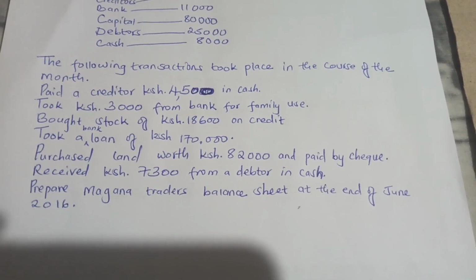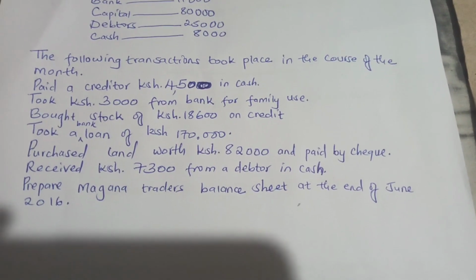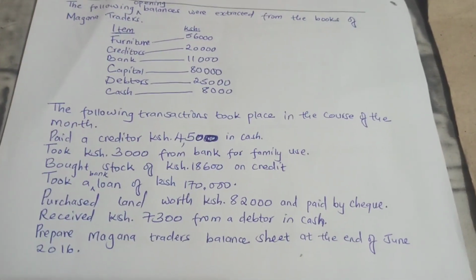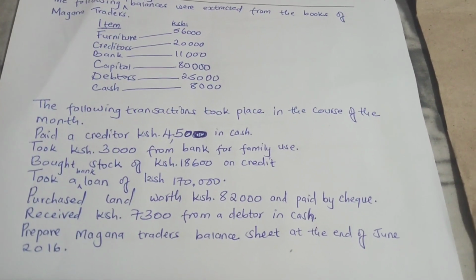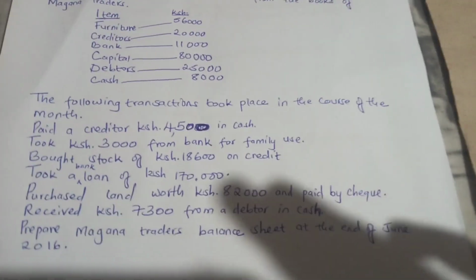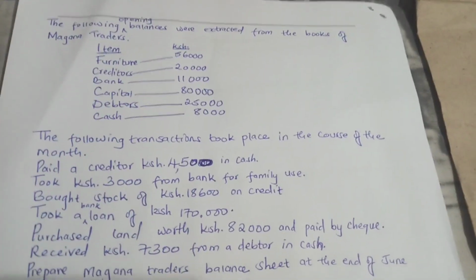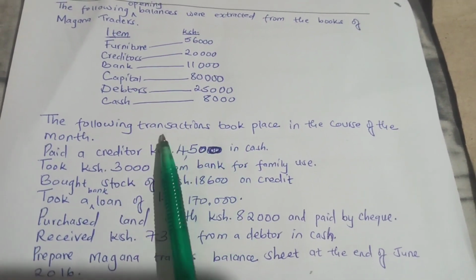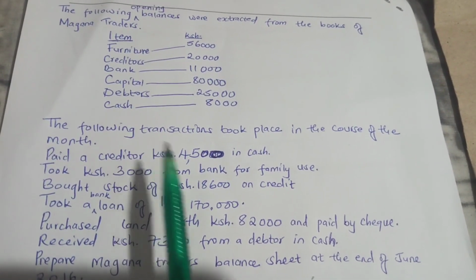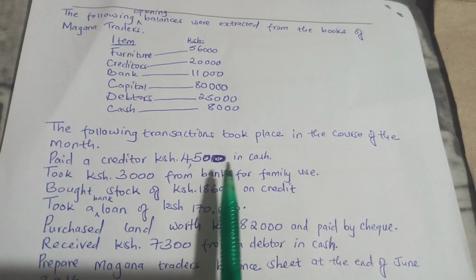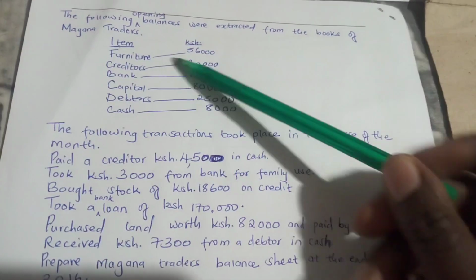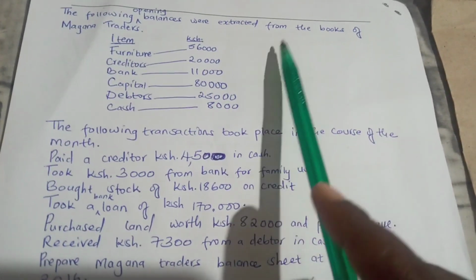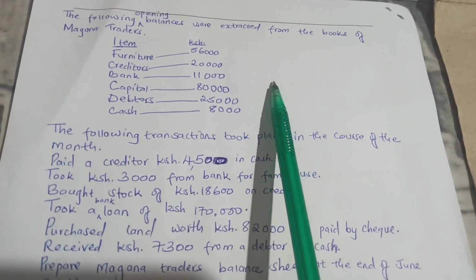So you are asked to prepare Magana Traders balance sheet at the end of June 2016. So when you're given this kind of a question, where do you start? Now, the starting point here is to effect these transactions. So we are going to start with the first one. So we make a list and adjust these balances. And already we have a list here, so it's just a matter of adjusting on the same.